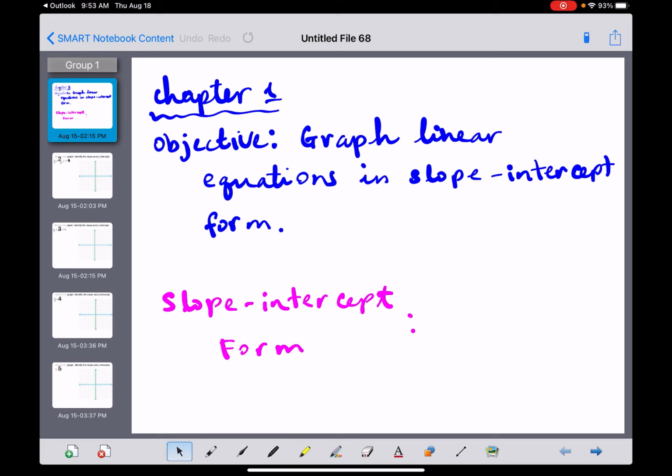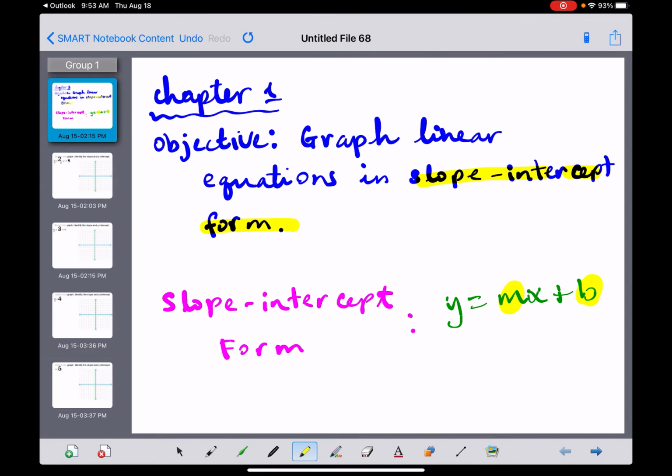Okay guys, today we are going over how to graph linear equations in slope-intercept form, okay? And if you remember from Algebra 1, slope-intercept form is y equals mx plus b. Now here the m means slope and the letter b right here means y-intercept, okay? So before we start graphing, we're going to identify the slope and the y-intercept, and then we graph, okay?